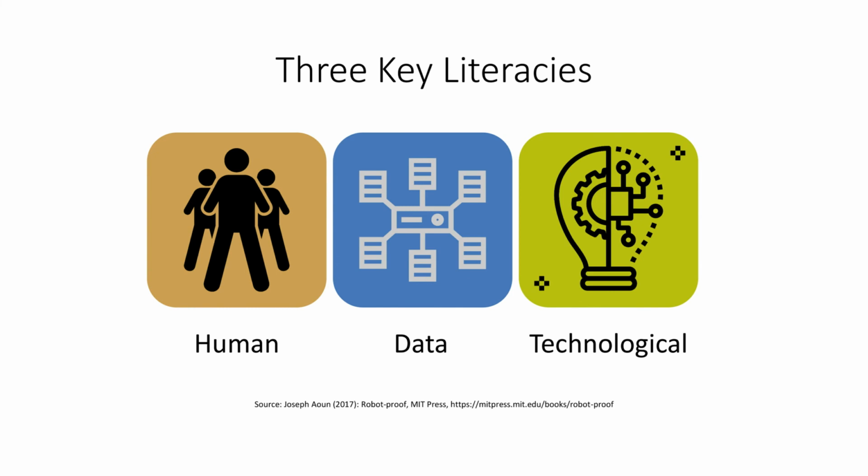But whatever model we adopt, let us ensure that our graduates have the 3 literacies that Robert Aune proposes. First, the human literacy. Now, this prepares students to perform jobs that only human beings can do. Human literacy will help them to make ethical choices, equip them for social engagement through effective communications. Effective communication is very important.